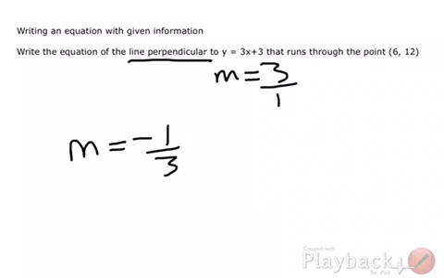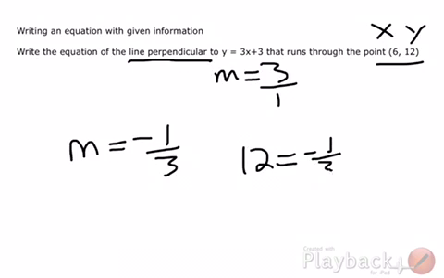And then the other values that we have are an x and a y value. So we just plug in what's there and find our y-intercept. So y = mx + b. So if we solve for b, -1/3, negative times a positive will give us a negative. 1/3 times 6 will give us 2.